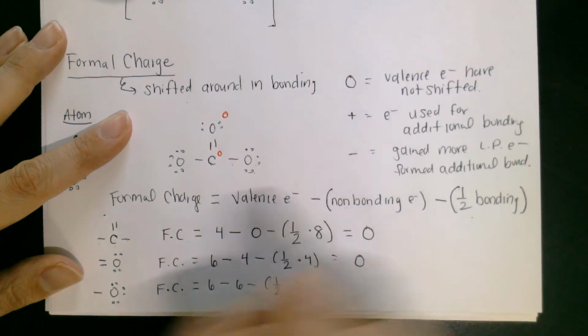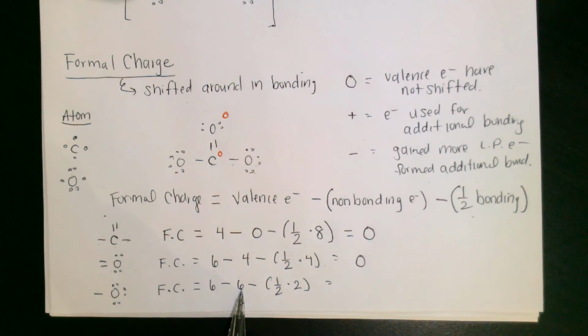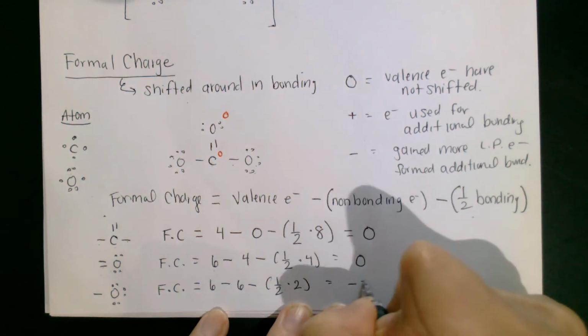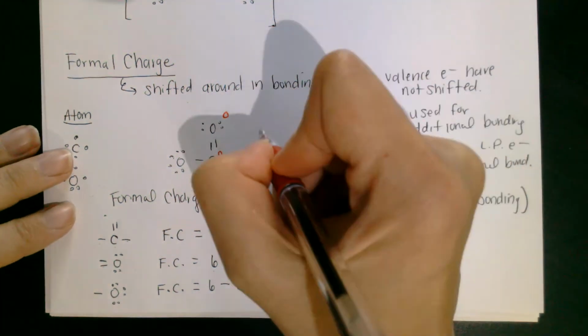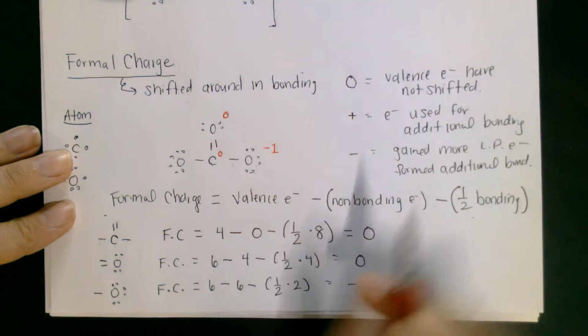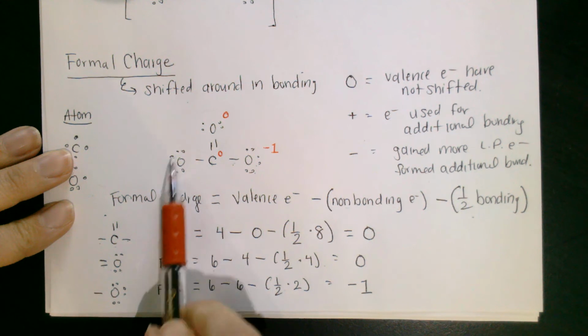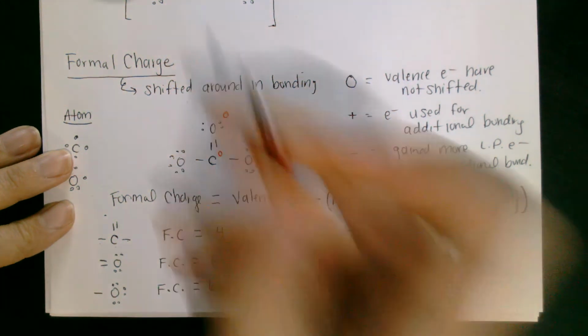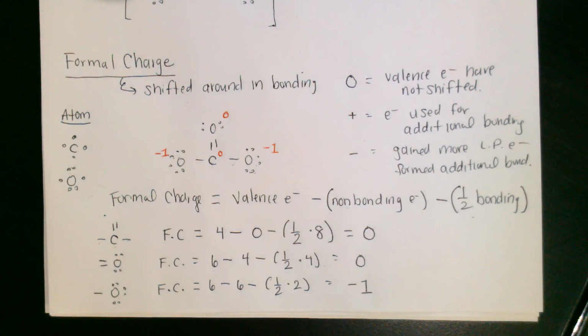Subtract 1/2, and we just have one bond there times 2. So we have 6 minus 6, which gives us 0. 0 minus 1 gives us a formal charge of minus 1. So this oxygen has a formal charge of minus 1. And if we look, this is the same as this one: 1 single bond and 2, 4, 6 non-bonding electrons. So this one also has a formal charge of minus 1. That's what we have here.